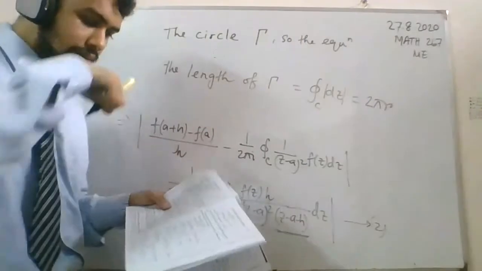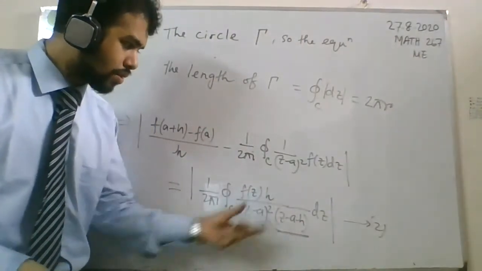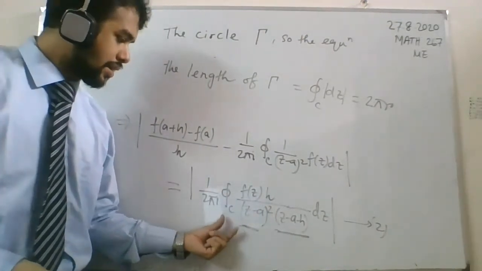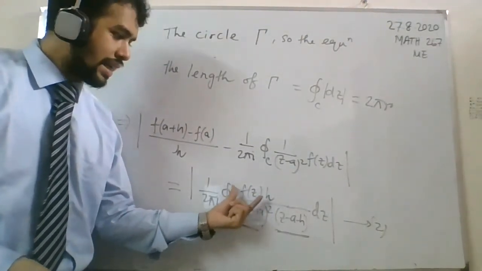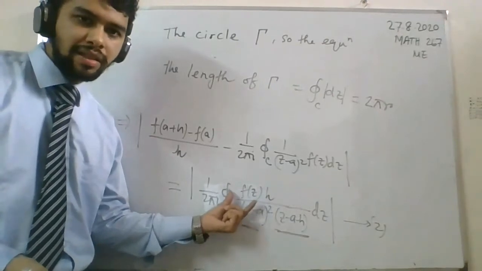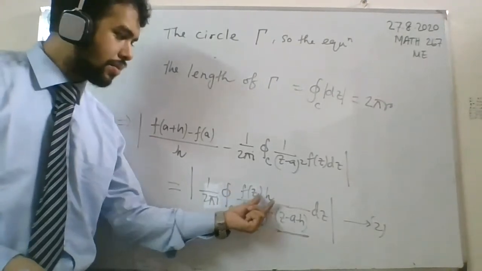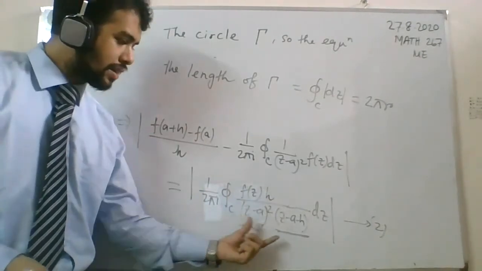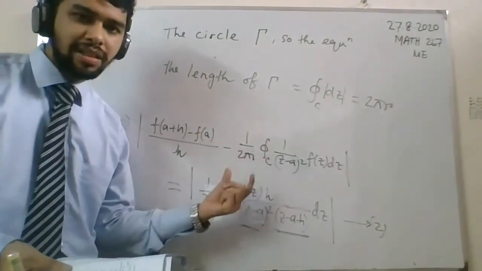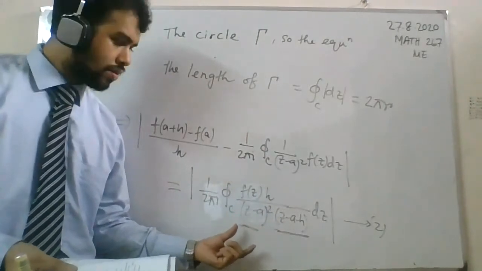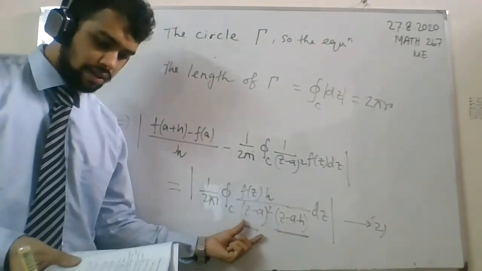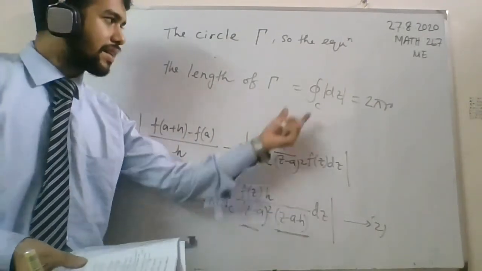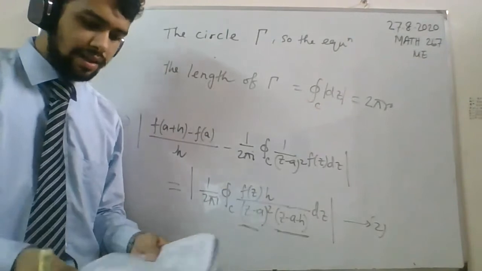Okay, so these are the values of those things. From here, the modulus of f(z) can be written as at most M, and also the modulus of h can be written as r by 2, and here z minus a minus h can be written as r by 2. And also the length of this integration dz is 2 pi r.